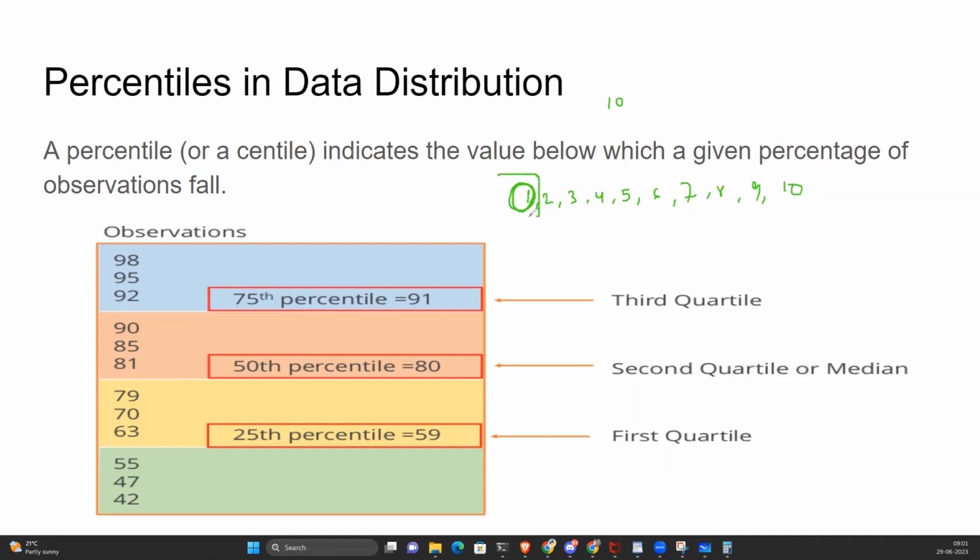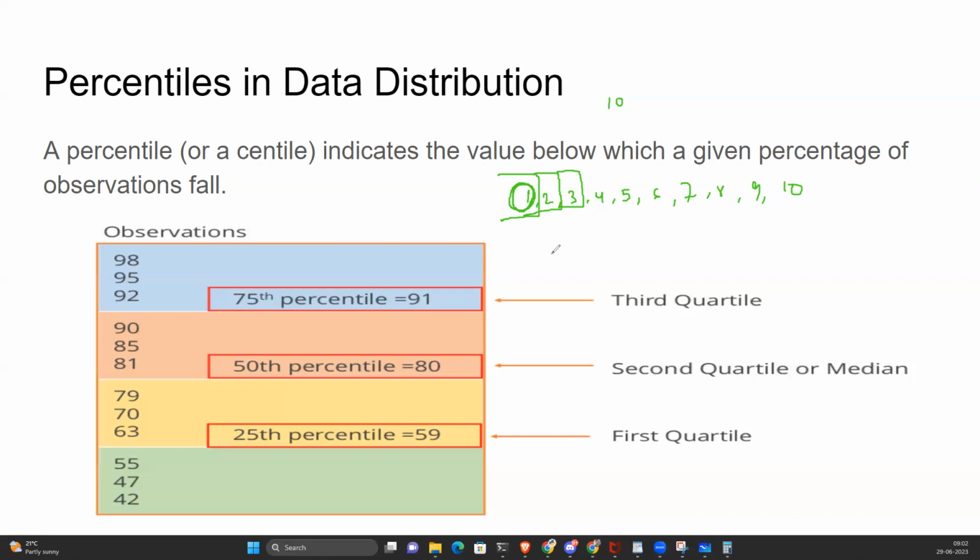If I'm saying 20th percentile, this is a total of 100, right? So if I'm going to distribute these 10 data points into 100 percentile, each point is capturing how much percentile? 10 percentile. So the 10th percentile is this. If I'm saying 20th percentile, my data is this. If I'm saying 30th percentile, then my data is this. If I'm saying 40, like this, 50, 60, 70, and so on.